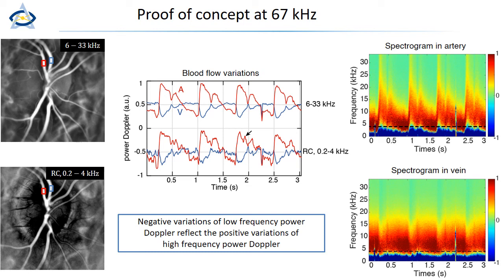And when the energy is shifted toward greater frequencies, it means also that the shift can be observed at lower frequencies, because there is a depletion of the energy that used to be at low frequency. So the blue part in the spectrogram reflects variations of the red part of the spectrogram, whether it is in the artery or the vein. And it is this low frequency depletion that we are using in reverse contrast to make blood flow variation measurements.